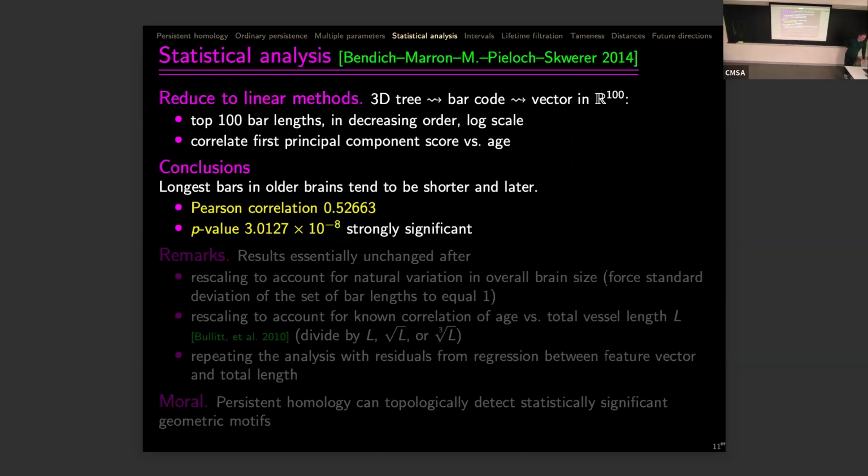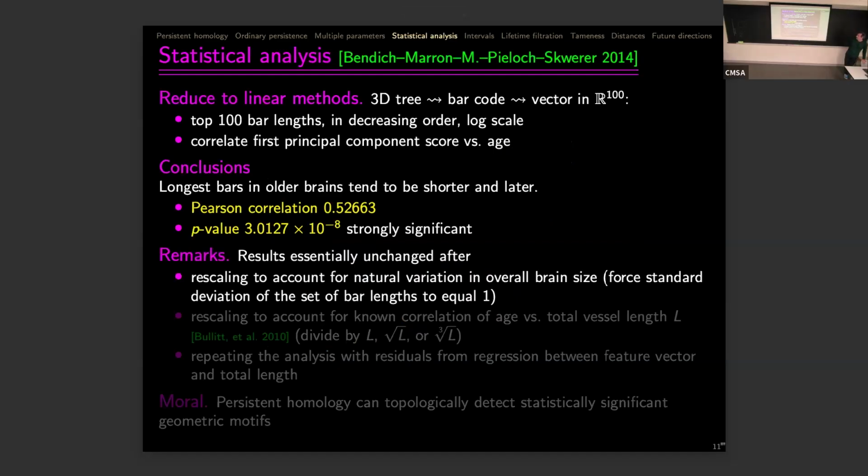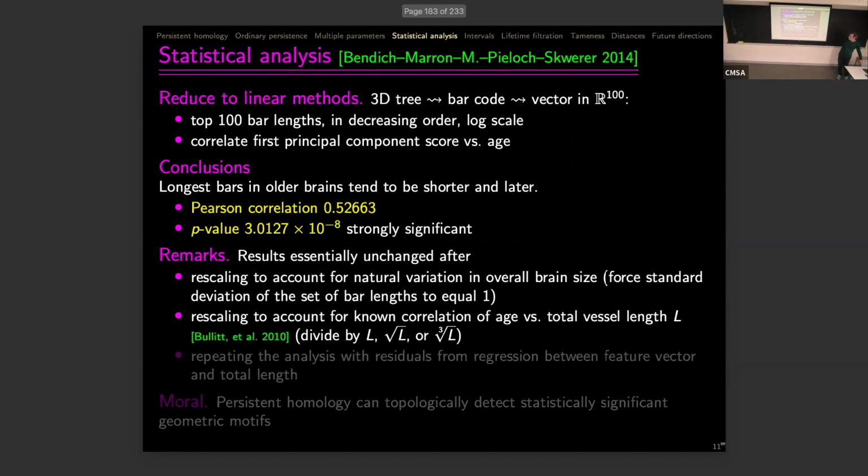The interesting part is that the results are essentially unchanged when you rescale to account for variation in overall brain size, which is important because remember we're looking at heights of intervals, and the heights are literally distances, so you have to rescale the brains to make them all on the same scale. You can account for known correlation of age versus total vessel length. There's a nice biological story there. And you can repeat the analysis with residuals for regression between feature vector and total length.